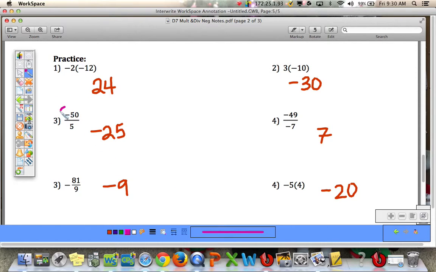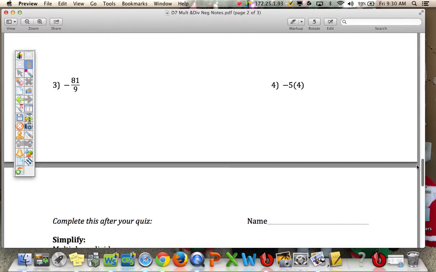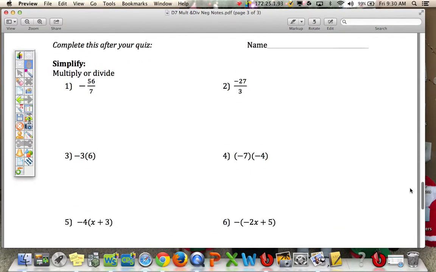Now notice the negative can go above, on the side, or below, but if there's one negative, the whole thing is negative. Okay? All right, complete this after your quiz.